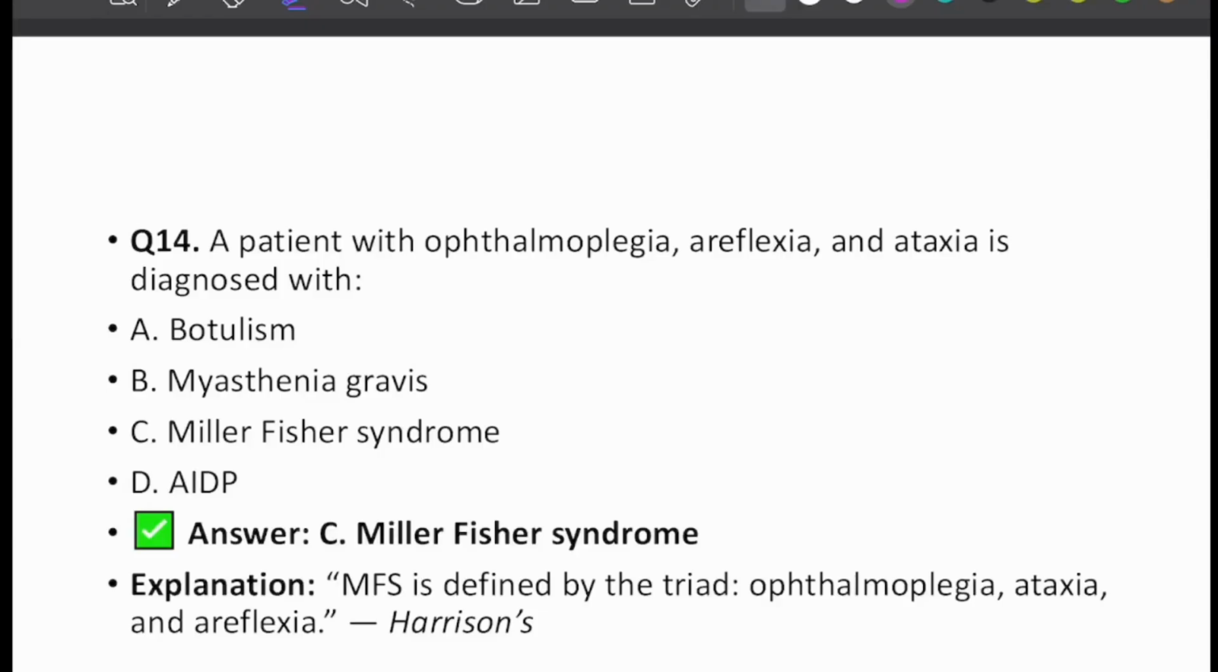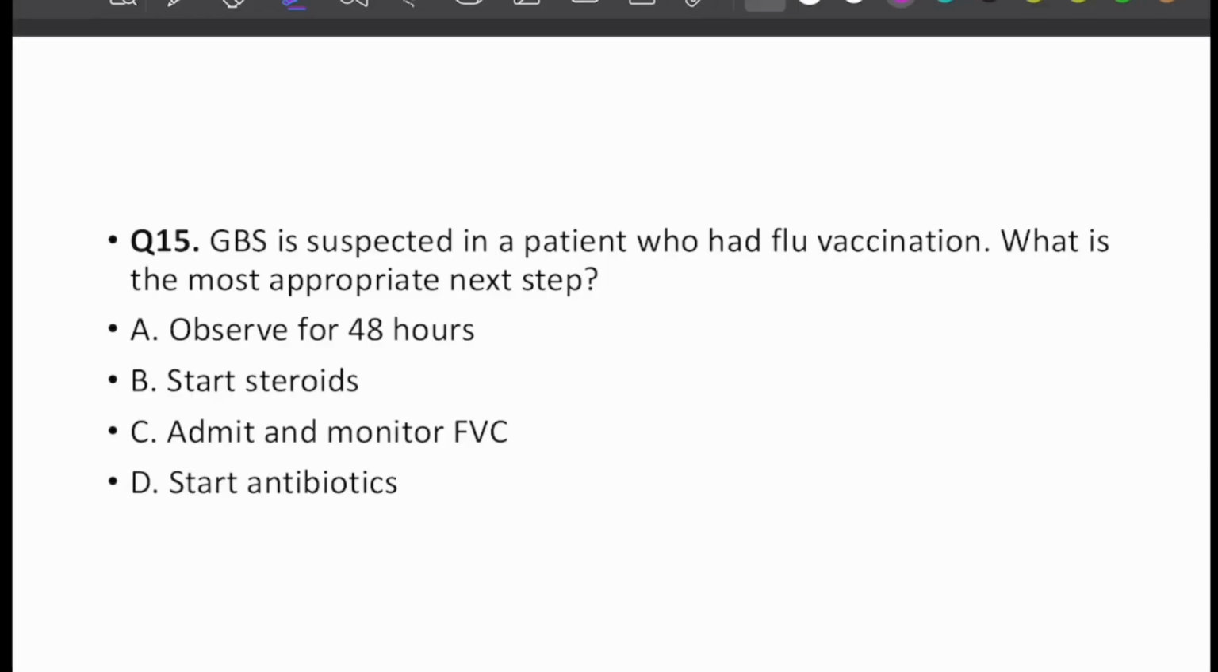So, to stress once more, Miller-Fisher is a triad of ophthalmoplegia, ataxia, and areflexia. GBS is suspected in a patient who had flu vaccination. What is the most appropriate next step? Answers are: observe for 48 hours, start steroids, admit and monitor FVC, start antibiotics. Select your answer.